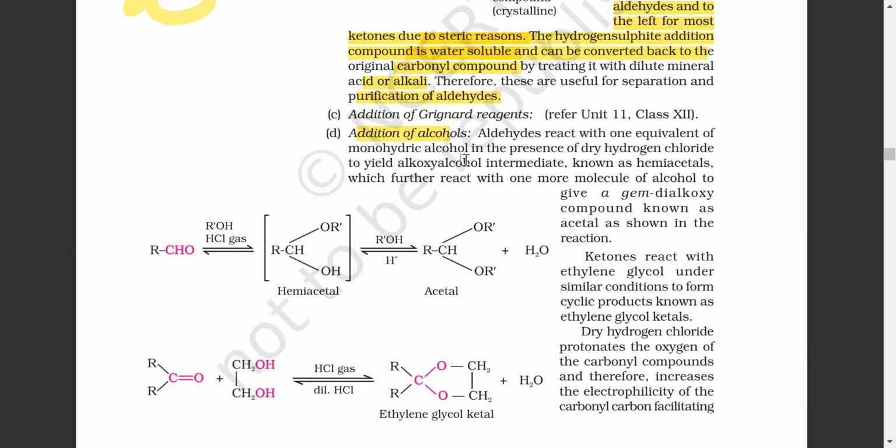Aldehydes react with one equivalent of monohydric alcohol in the presence of dry hydrogen chloride to yield alkoxy alcohol intermediate known as hemiacetal, which further reacts with one more molecule of alcohol to give a gem dialkoxy compound known as acetal as shown in the reaction. Basically, you take your aldehyde, fine, you take your alcohol in the presence of some acid, HCl gas, dry hydrogen chloride, fine, you will get something that is hemiacetal.